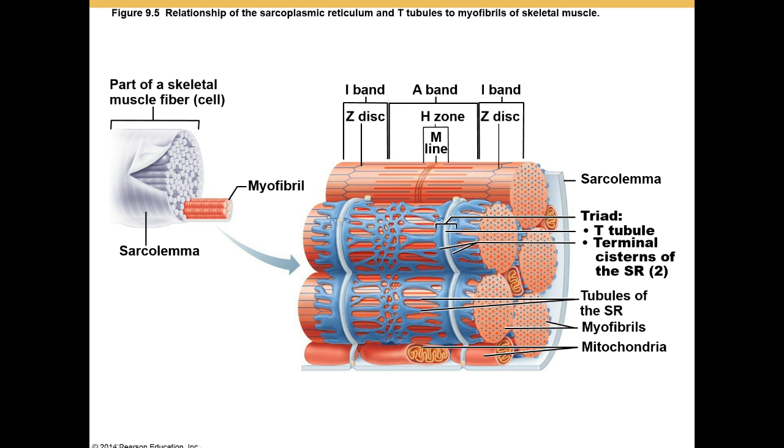And one last thing I want to point out on this slide is that there are lots of mitochondria found in the muscle cell. The mitochondria are usually lined up right alongside of the myofibrils. Mitochondria are the powerhouses of the cell. This is where glucose is completely broken apart in the presence of oxygen to produce lots of ATP energy.